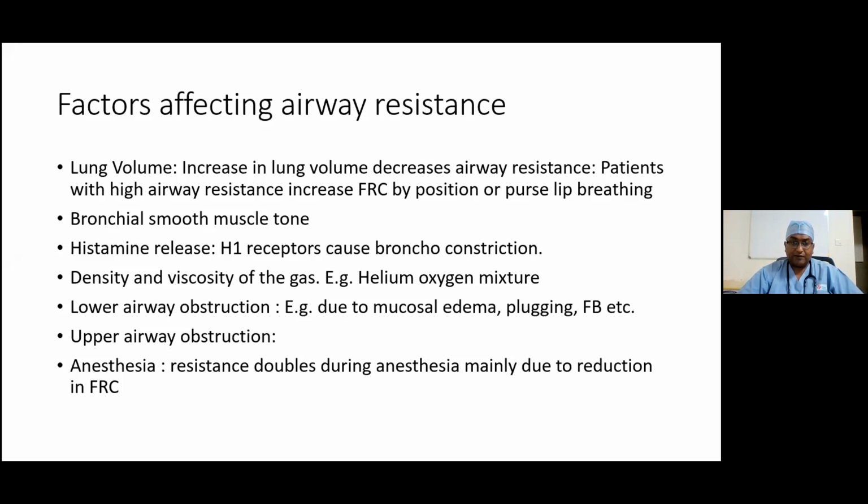Resistance increases when there is a lower airway obstruction because of mucosal edema, plugging, or the presence of a foreign body. An upper airway obstruction usually happens in a sedated or unconscious state, in an anesthetized state. In anesthesia, even otherwise, resistance doubles, mainly due to reduction in FRC.